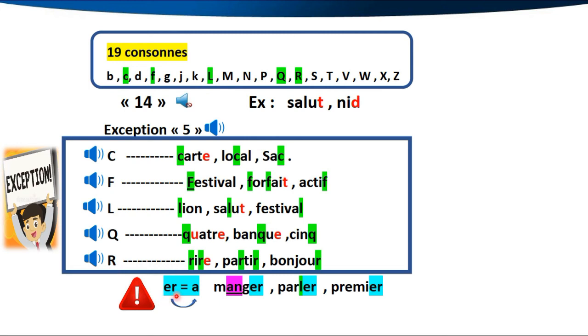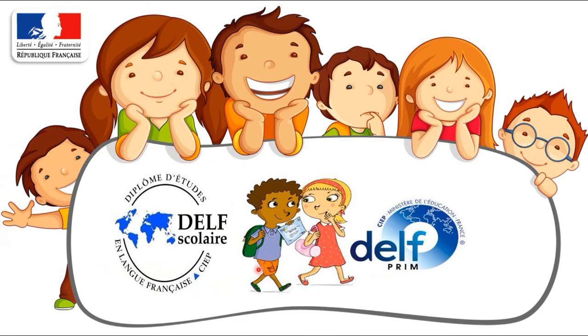The letter R: before it, if I have the letter E and it comes in the end, I will pronounce it like English A. Manger, parler, premier. Even today we say on peut photographier, on peut filmer, on peut jouer. All the time ER in the end, I say A. But if I don't have the letter E before the R at the end, like partir, look, I will pronounce the R normally. This is what we must pay attention to when we try to read letters or words in French.